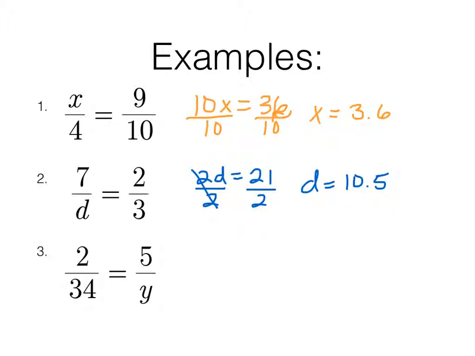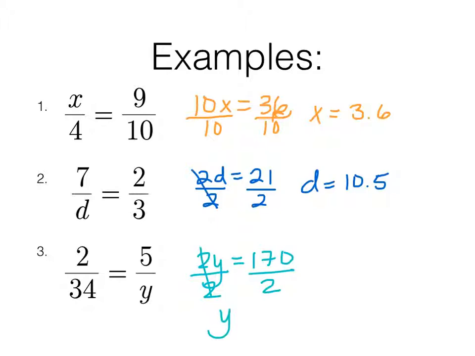And the last one, I'm going to cross multiply. So 2 times y, 2y, equals 5 times 34, which is 170. So I think we finally found one that's going to come out to a whole number. So 34 times 5, 30 times 5, well, that would be 150. And 4 times 5, that would be 20. Yep, 170. Just had to double check. Divide both sides by 2.